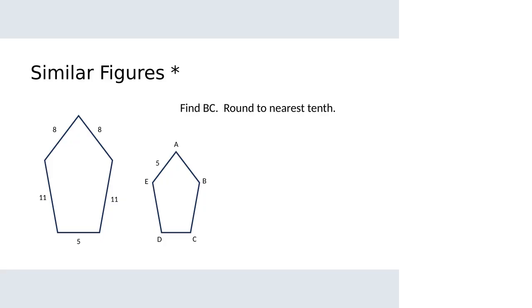The shape that we're working with has changed, but the philosophy has not. We're still looking for a relationship between the two figures. And then we use that relationship along with corresponding parts to set up our proportion that we're going to use to find the side length that we don't know, the one that we're looking for.